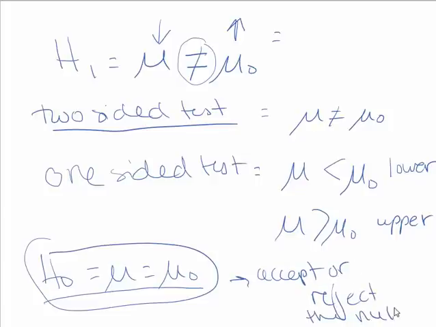So I hope you have a better understanding of what hypothesis testing is, and what two-sided versus one-sided tests are, and specifically what the null hypothesis is, and how we compare them based off of our sample that we pull from our population in order to make decisions about our population.